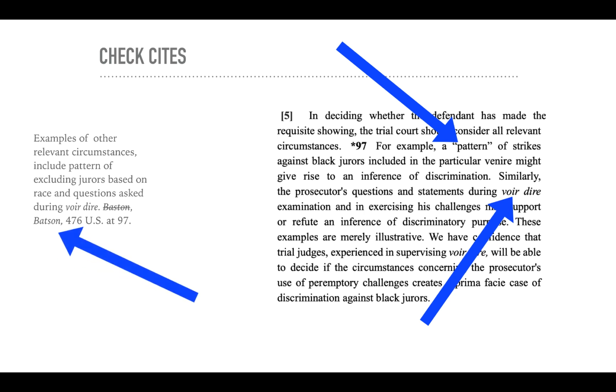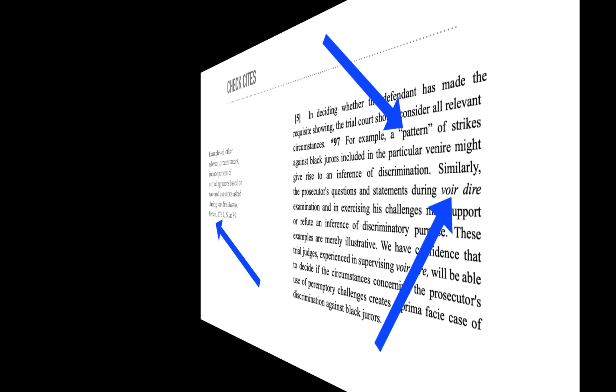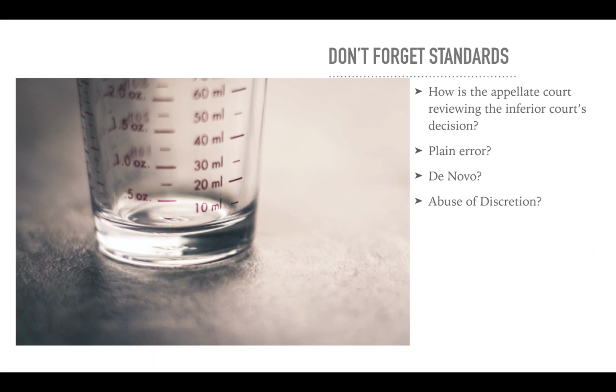Further, she wants to make sure that the spelling of the case is correct. She wrote Baston instead of Batson, so she corrects that. And now, as she goes on to her outline and memorandum of law, everything is as accurate as it can be. Another legal point that your instructor might not want you to overlook is the standard of review.